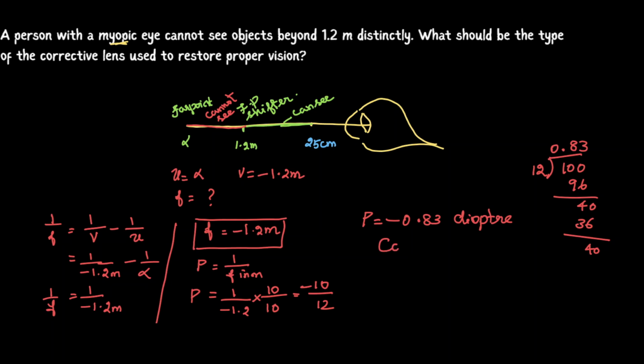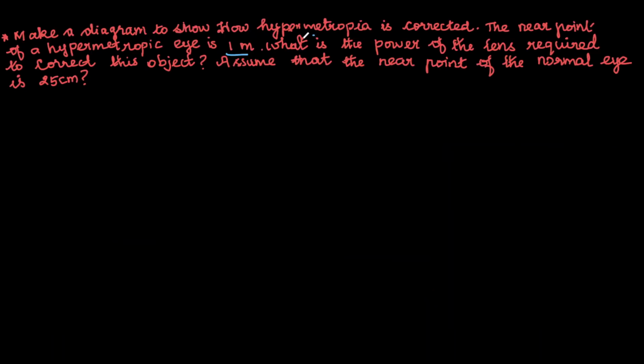So the corrective lens is a concave lens. A concave lens with focal length of minus 1.2 meter and power of lens minus 0.83 diopter can be used to correct for proper vision. Let's solve this problem.